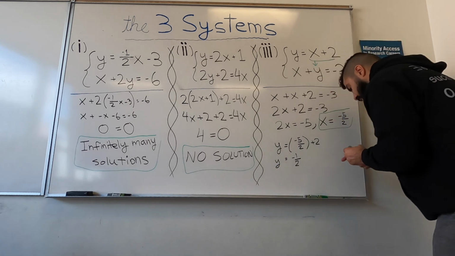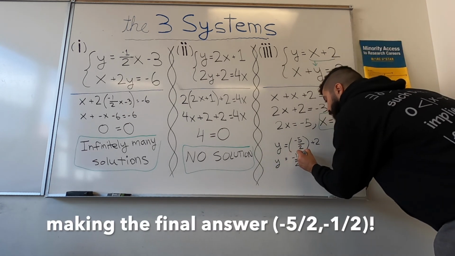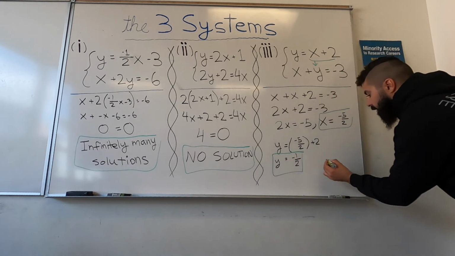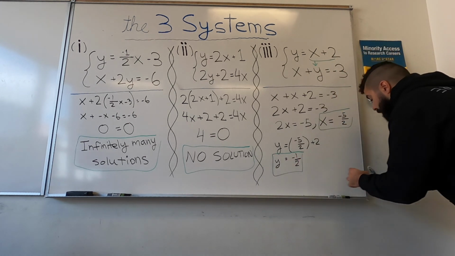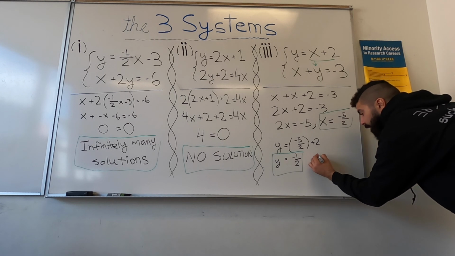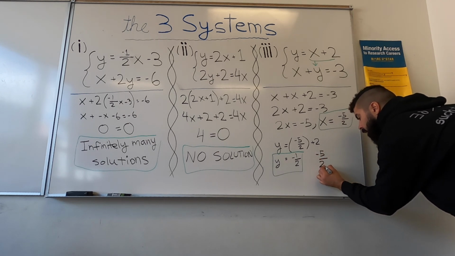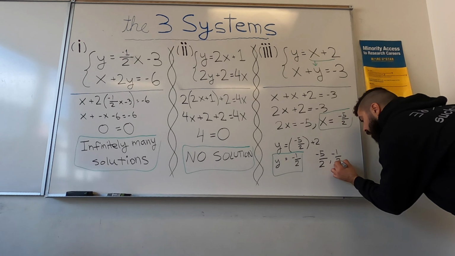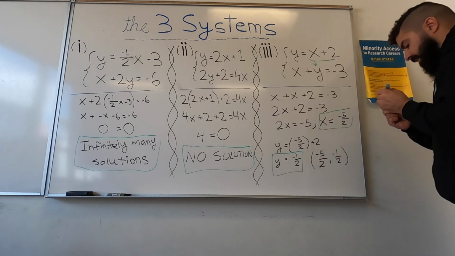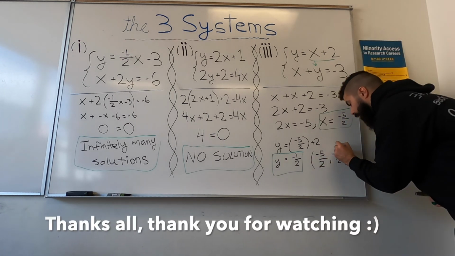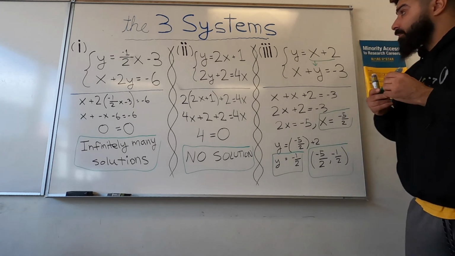So the total answer becomes the ordered pair x comma y of negative 5 over 2 comma negative 1/2. That is the answer for number 3. And that's all for the 3 systems.